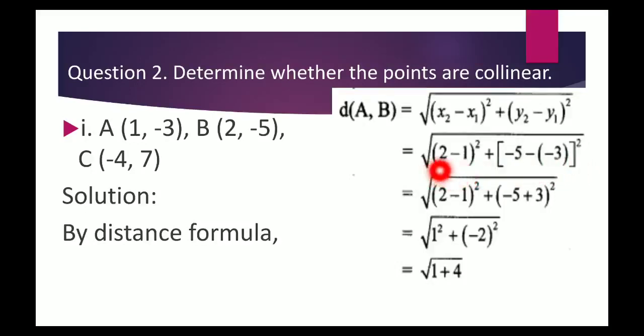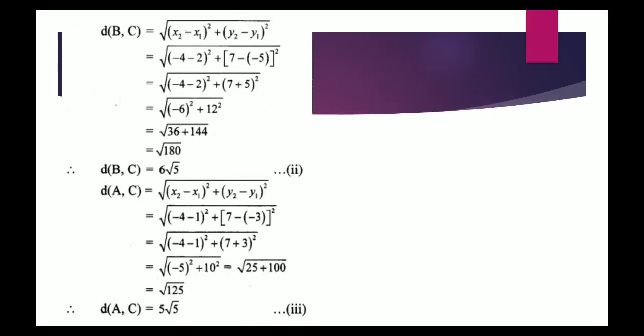2 minus 1 the whole square plus minus 5 minus of minus 3 the whole square. So 2 minus 1 the whole square plus minus 5 plus 3 the whole square, 1 square plus minus 2 the whole square. So the distance of AB is equal to root of 1 plus 4, that is root 5. It should be root 5 there.